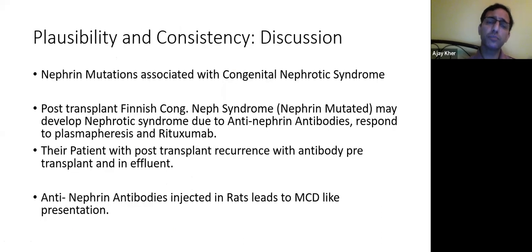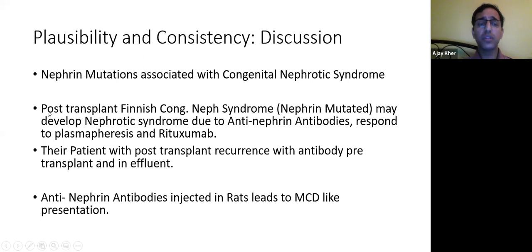In terms of plausibility and consistency, they talk in the discussion about why they think this is real and not just an association. So nephrin mutations are known to be associated with congenital nephrotic syndrome. So an antibody that binds to nephrin could plausibly change how nephrin interacts at the junctions and lead to nephrotic syndrome.